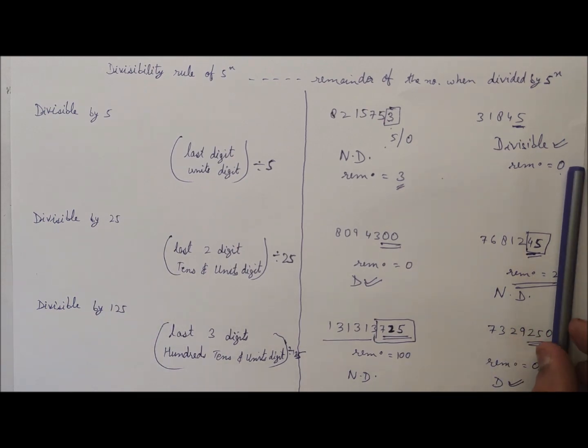In the coming video sections, we will discuss the divisibility rule of 3, 9, then we will go on to 11 also, and some miscellaneous divisibility rules like those of 6 and 12, etc.